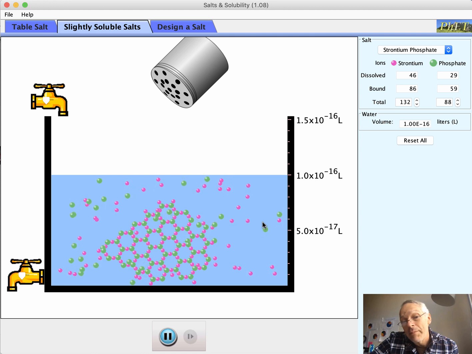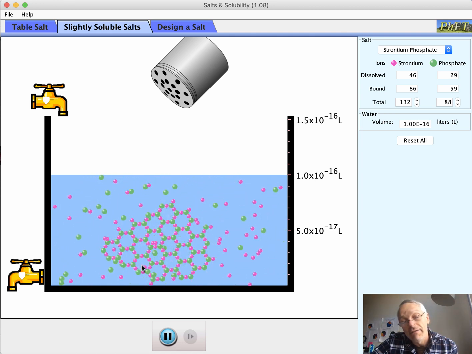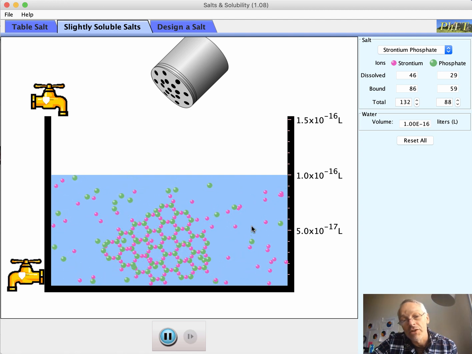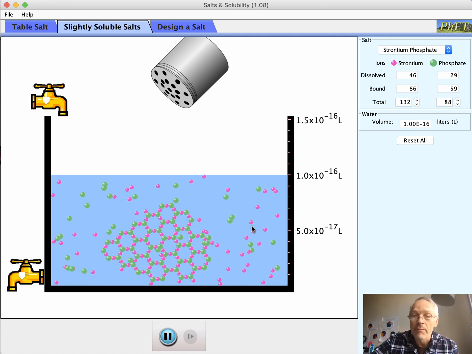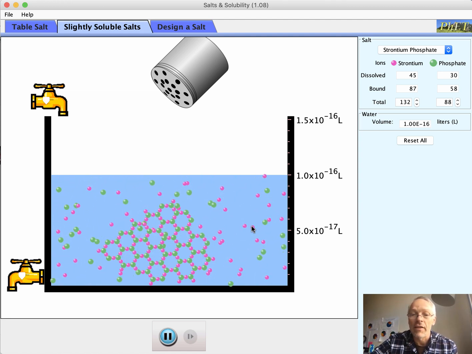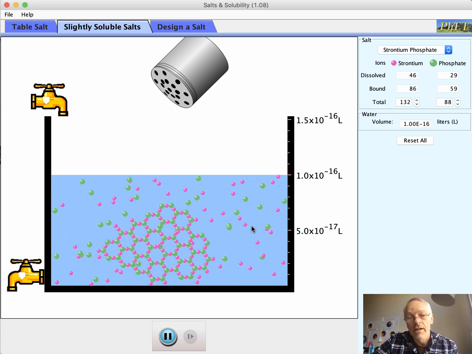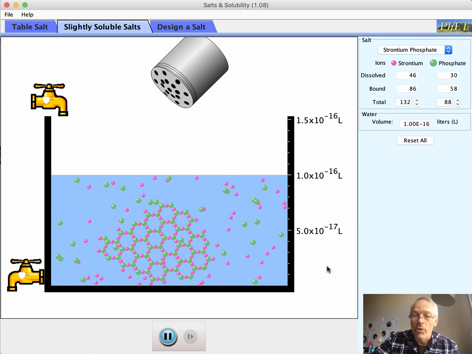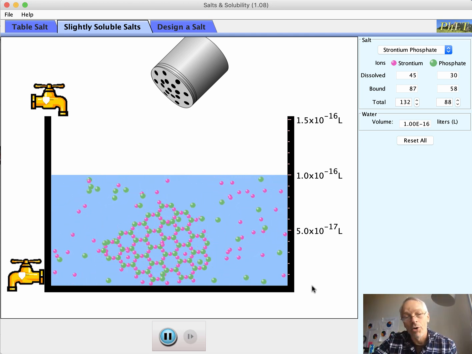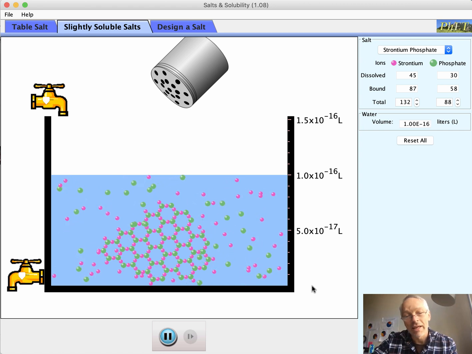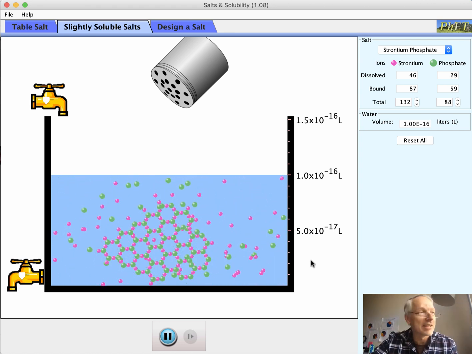But the same thing is happening. We have this dynamic equilibrium with the ions breaking off and rejoining the crystal at equal rates, so that over time, the amount of dissolved and the amount of bound ions is constant. So I'm going to leave you with that, and I'm going to just go ahead, like I always do when I open this simulation, and just be a little bit hypnotized and mesmerized by the molecular activities that happen.